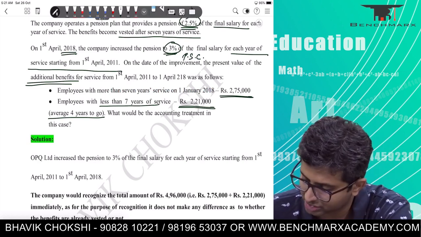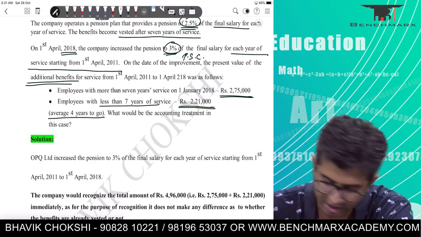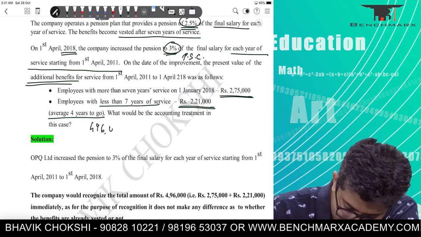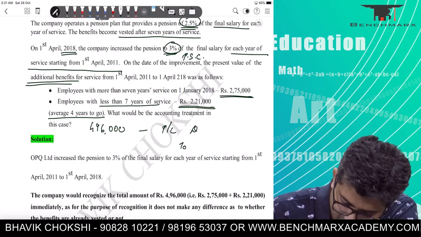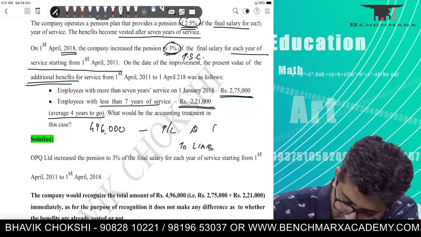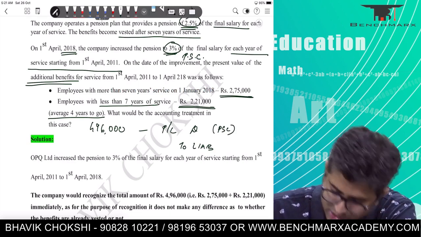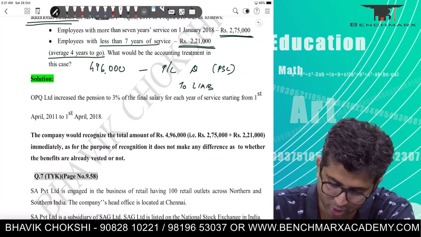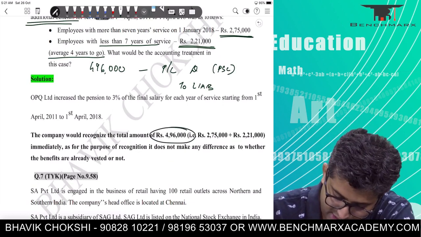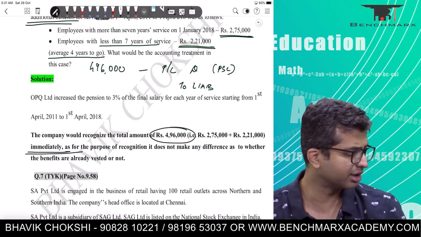Well, you take the total of 275 plus 221, and hence, the entire 4,96,000 will be debited to the P&L, and a credit will go to the liability. In the P&L, this will be called as past service cost for the entire 4,96,000. That is what the question even tells you over here. The entire 4,96,000 will be taken to the P&L immediately.